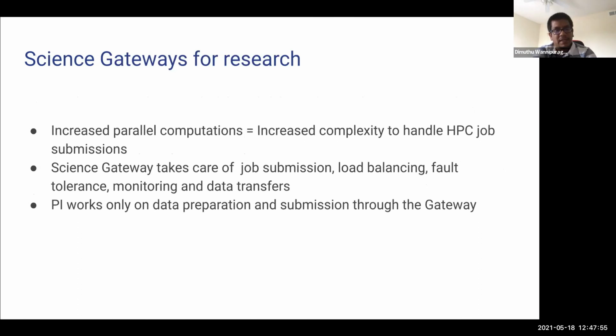Then we use Science Gateway to orchestrate all of this, because as you understand, it's a highly parallel computational workload, and with the amount of parallelism we are working on, it's very complicated to submit jobs, do load balancing, fault tolerance, monitor all these sub jobs, and even handle data transfers. That is really complicated work while we are working on the main science problem. So we let the Science Gateway take care of that, and the PI, Aaron, and the team only had to work on data preparation and submit to the gateway, and the gateway does the rest of the work.